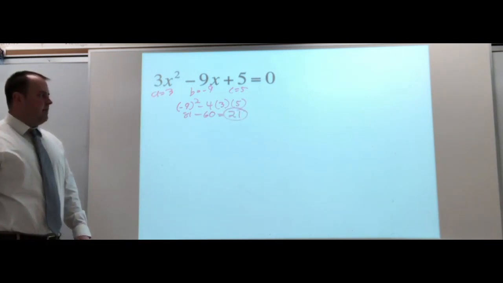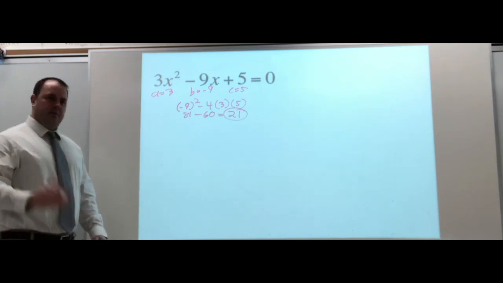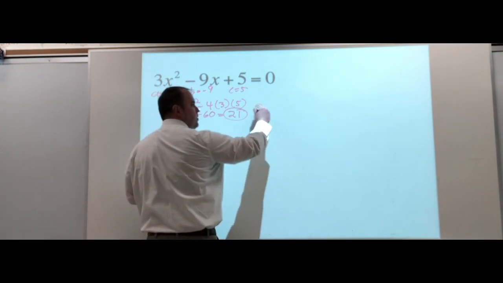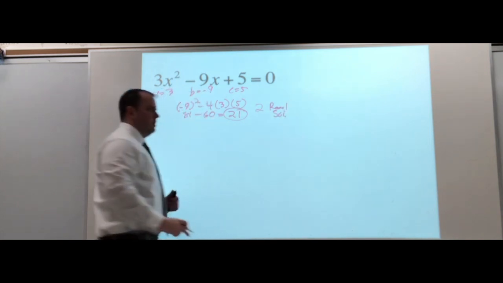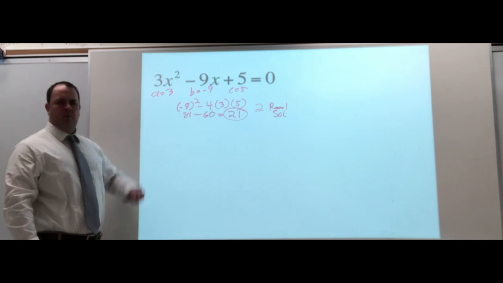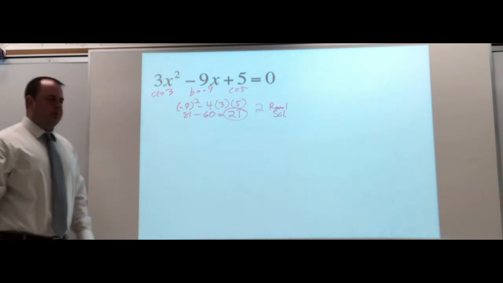Since it's a positive value, again, positive 1 million, no difference. Positive 21 means we have two real solutions. All right? So again, watch your signs, especially when you're squaring that negative. When you have negatives over here, watch your multiplying.